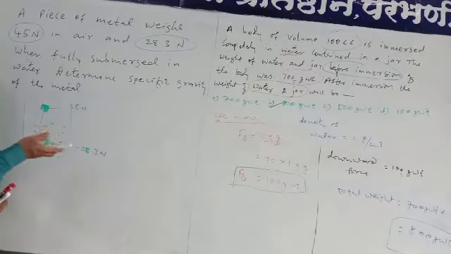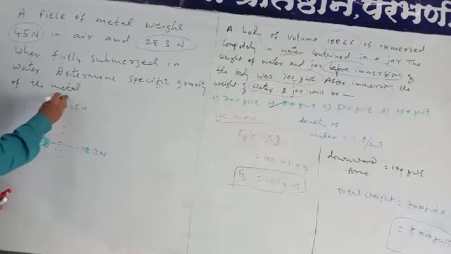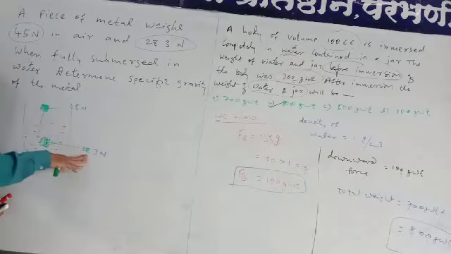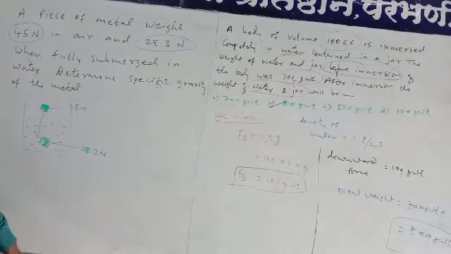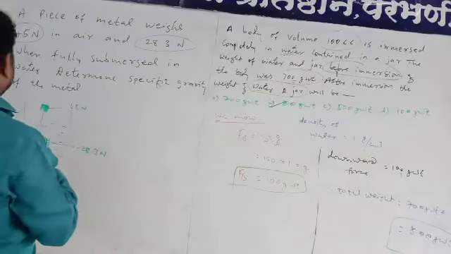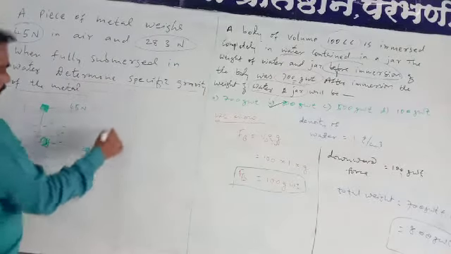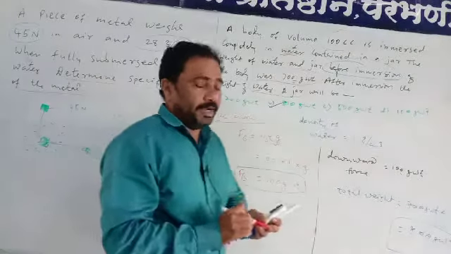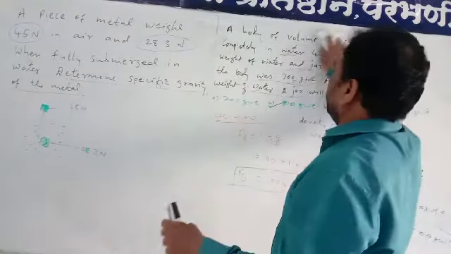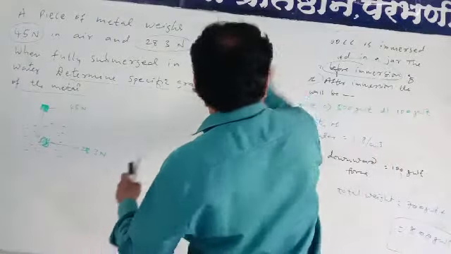If the metal piece is in air, it has weight 45 Newton. But submerged in liquid, or water, its weight is 28.3 Newton. Now determine the specific gravity of the metal. Sometimes questions may ask you to find the specific gravity. How can we find it?